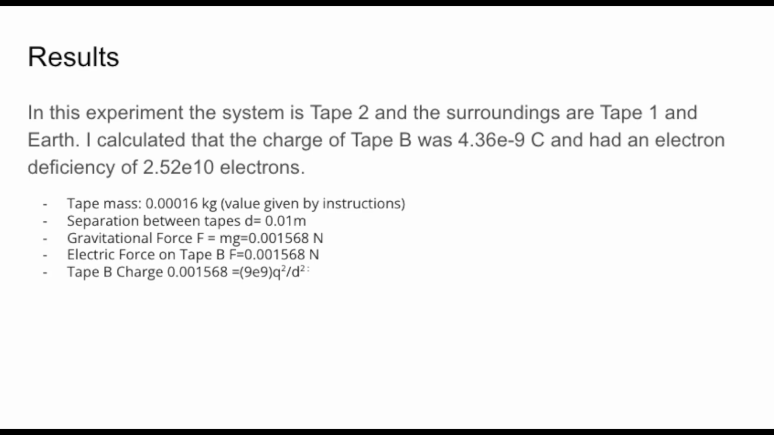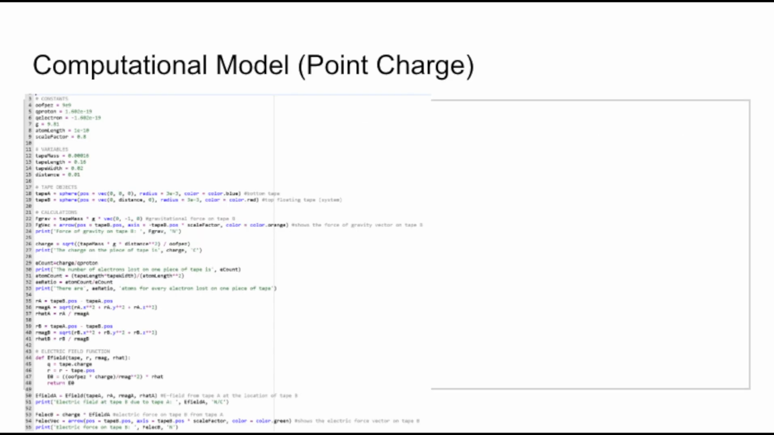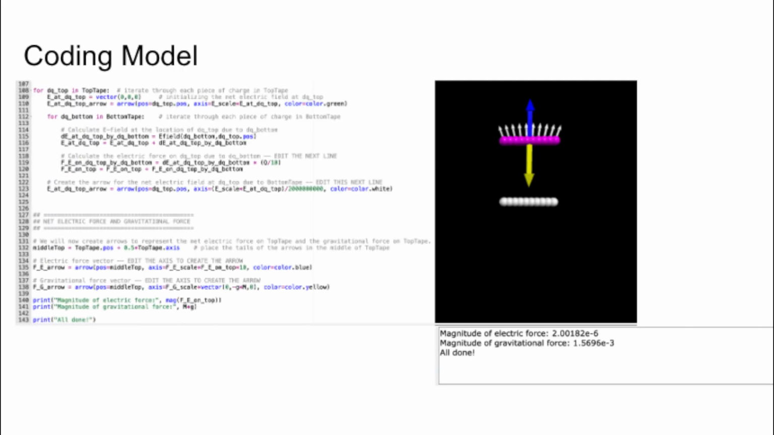Results. In this experiment, the system was tape 2 and the surroundings were tape 1. Given this, we calculated that the charge of tape B was 4.36 times 10 to the negative ninth coulombs, and it had an electron deficiency of 2.52 times 10 to the 10th. This is the computational model, the coding for that, and this is the coding model for the line.